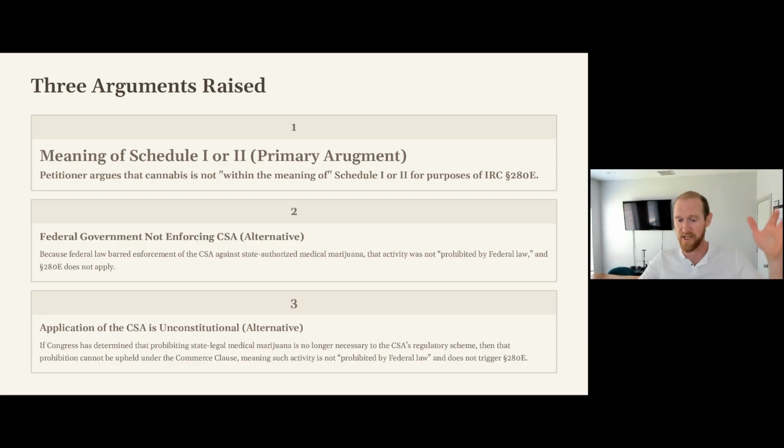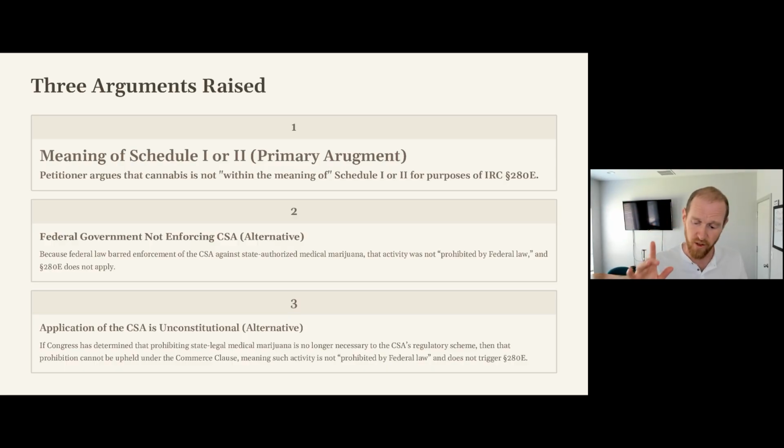Things have changed. Back in 2005, when Gonzalez versus Raich came out, there were only a few states that had medical programs, and now most of the U.S. has some sort of program. I think there are only like 3 states that don't have medical or any policy whatsoever. Okay, but those are separate, and I'll tell you how the IRS responded to those, which is kind of interesting. But the primary argument is the meaning of Schedule 1 or Schedule 2.